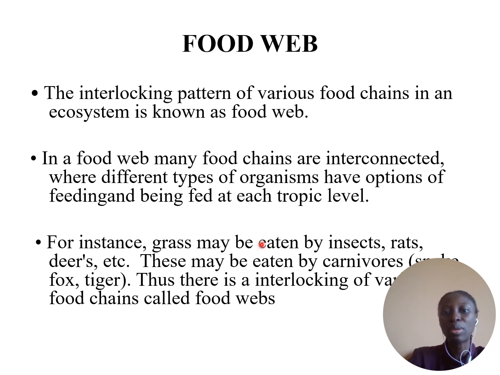For instance, grass may be eaten by insects, rats, and deer at the second trophic level. At the third trophic level, insects, rats, and deer can be eaten by carnivores such as snakes, foxes, and tigers. So we are saying that in the food web, there is an interlocking of various food chains, called the food web.